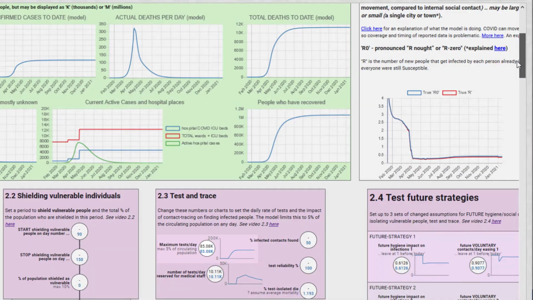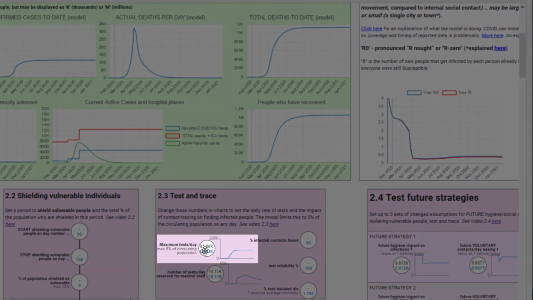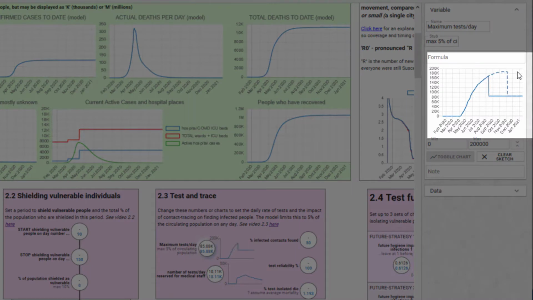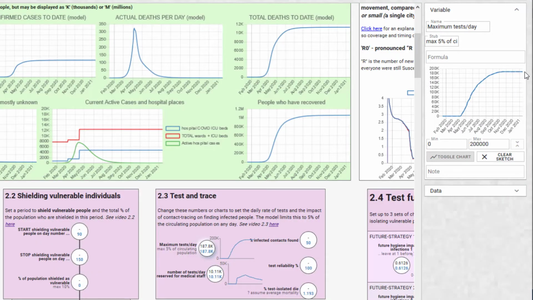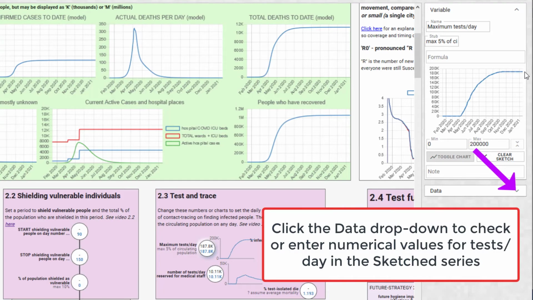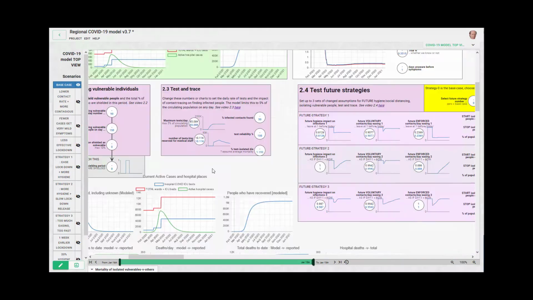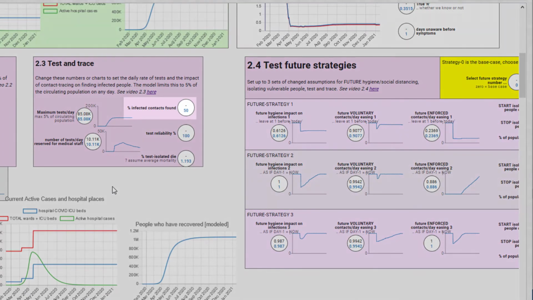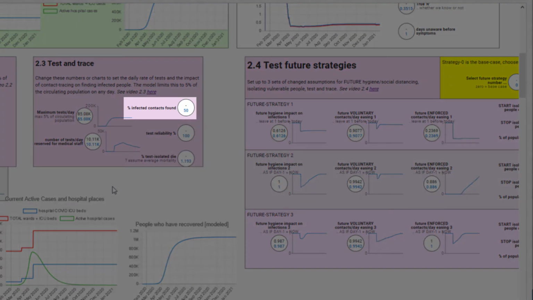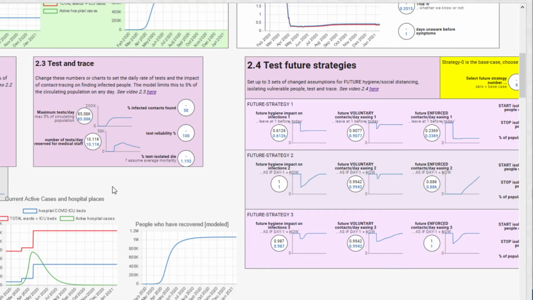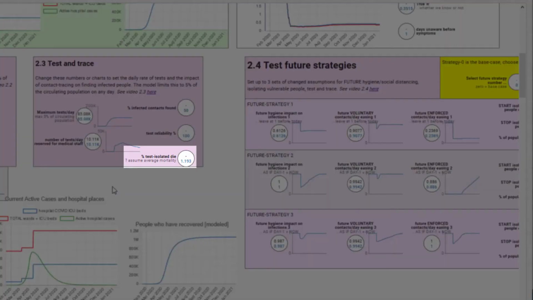So click on the maximum tests per day and sketch in a different pattern for the growth in the number of tests. Alternatively, you can click the data drop down for the number of tests per day and enter values directly into each day of the series. You can also set the percent of infected contacts that are actually found by these tests and a reliability rate for the tests. Lastly, you can set the percent of people who are isolated following testing who die, and a reasonable baseline assumption is that their mortality is similar to that of the average population.